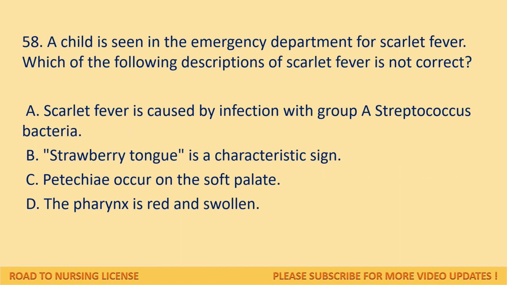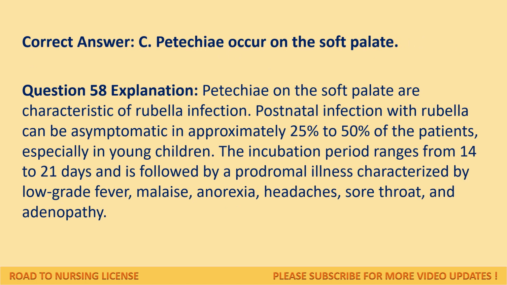Question 58. A child is seen in the emergency department for scarlet fever. Which of the following descriptions of scarlet fever is not correct? A. Scarlet fever is caused by infection with group A Streptococcus bacteria. B. Strawberry tongue is a characteristic sign. C. Petechiae occur on the soft palate. D. The pharynx is red and swollen. Correct answer, C. Petechiae occur on the soft palate.